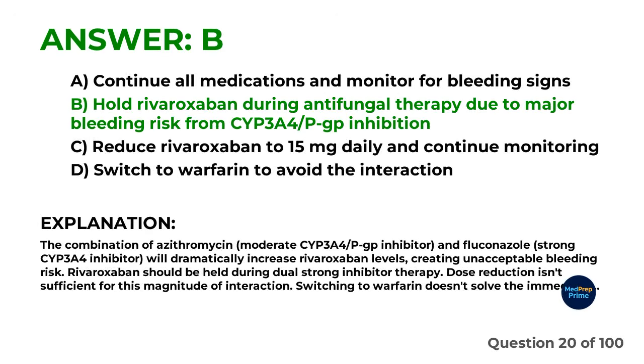Correct answer, B. The combination of azithromycin, a moderate CYP3A4 and P-gp inhibitor, and fluconazole, a strong CYP3A4 inhibitor, will dramatically increase rivaroxaban levels, creating unacceptable bleeding risk. Rivaroxaban should be held during dual strong inhibitor therapy. Dose reduction isn't sufficient for this magnitude of interaction. Switching to warfarin doesn't solve the immediate problem and creates new risks. Simply monitoring isn't adequate for this high-risk combination.